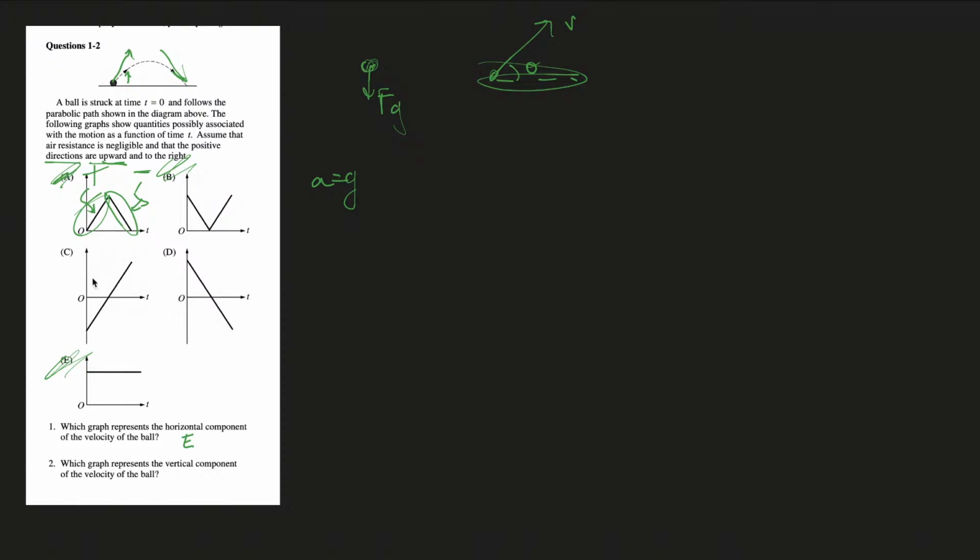We have to start at a positive y-intercept. So it cannot be C, because this says that at time t equals 0 we started off going down. That doesn't make any sense. We started off going up. So it has to be D, and then our y component of the velocity constantly goes down at a constant slope, which is, again, g. So the answer to number 2 is going to be D.